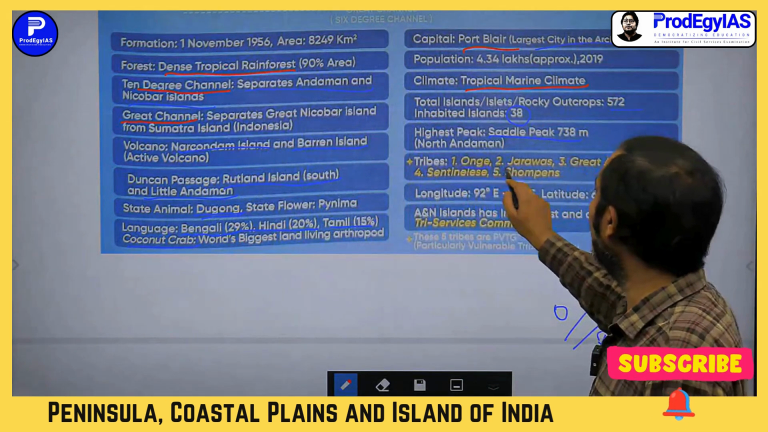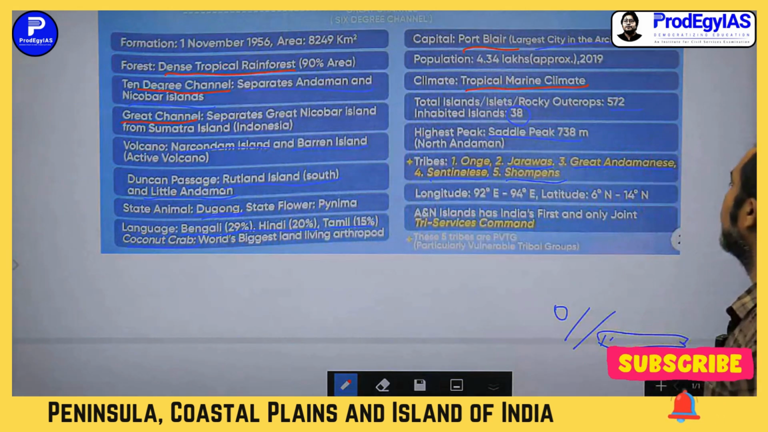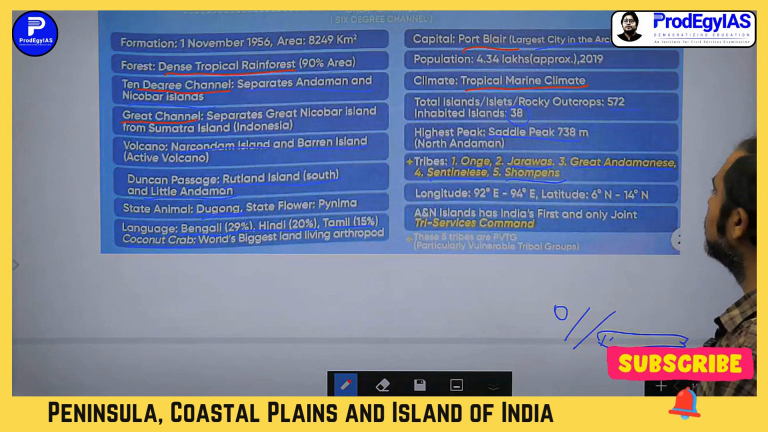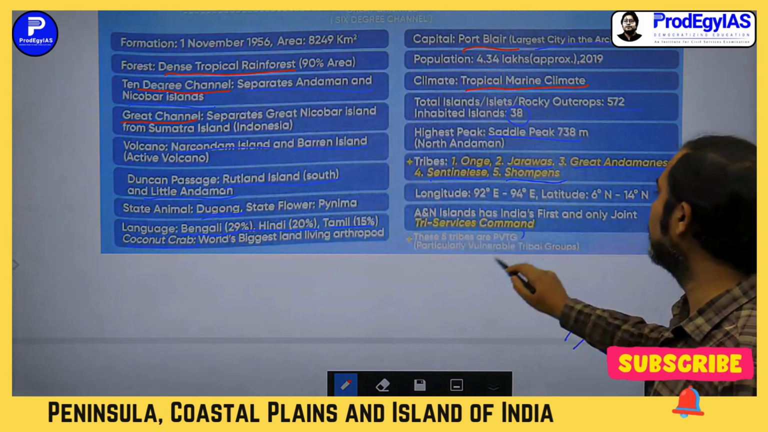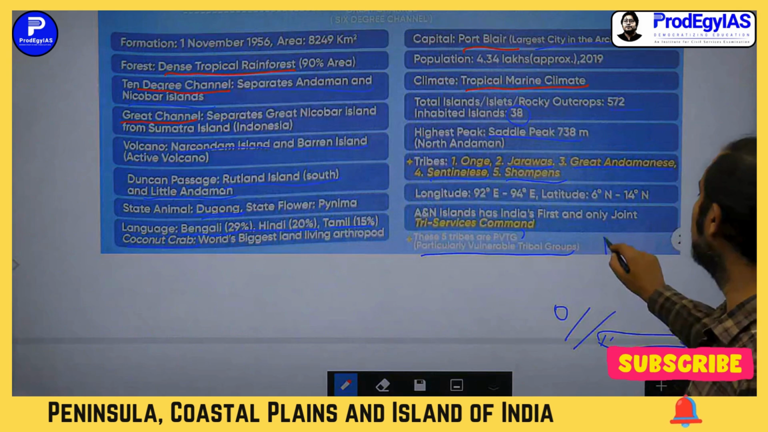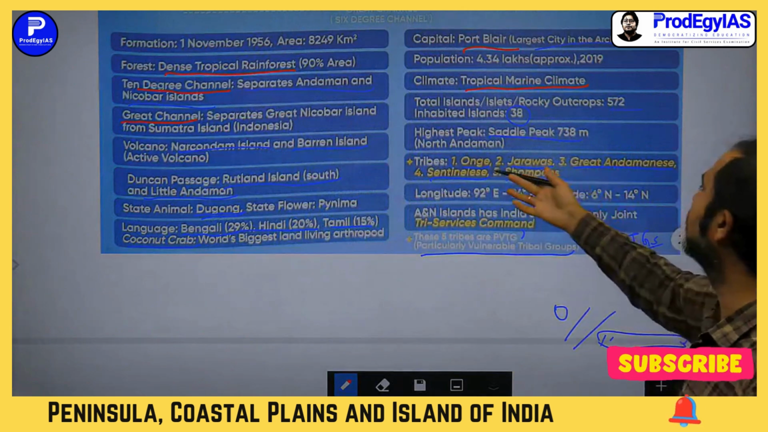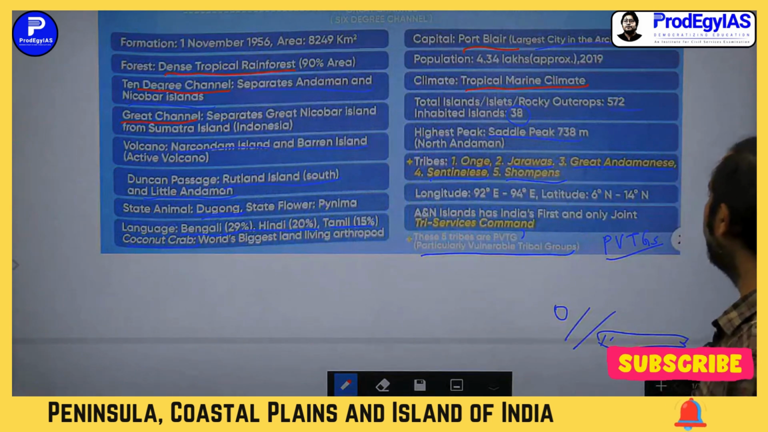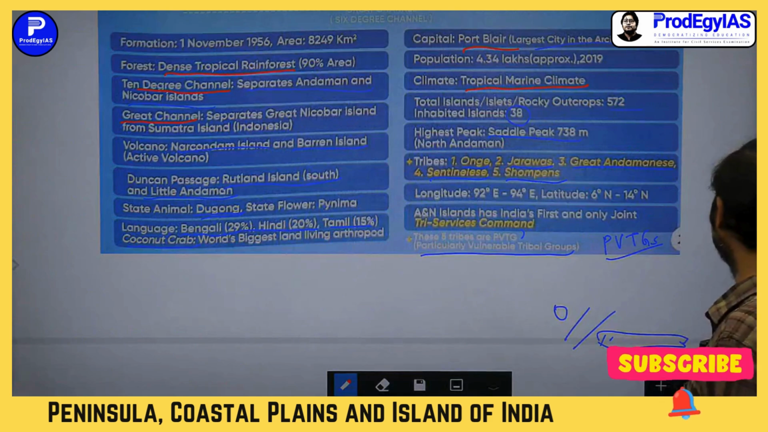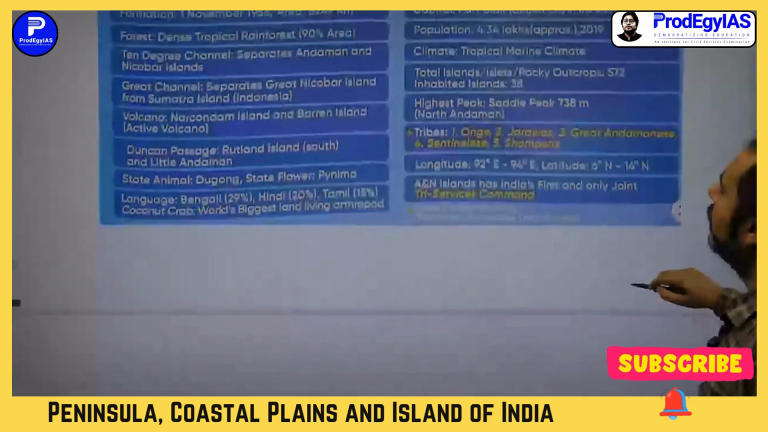Important tribes are the Onges, Jarawas, Great Andamanese, Sentinelese, and Shompens. There are 5 tribal groups, particularly vulnerable tribal groups, which are PVTGs, right? They are these: Onge, Jarawa, Great Andamanese, Sentinelese, and Shompen. They are all particularly vulnerable tribal groups, right? So this is all about Andaman and Nicobar.